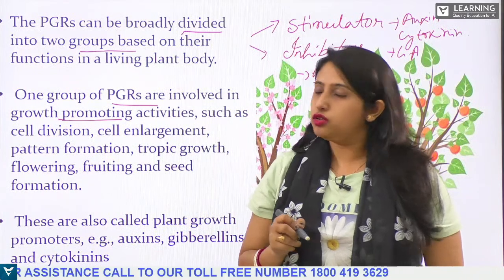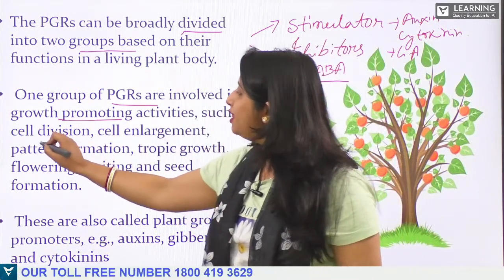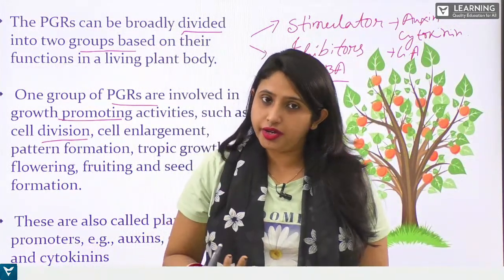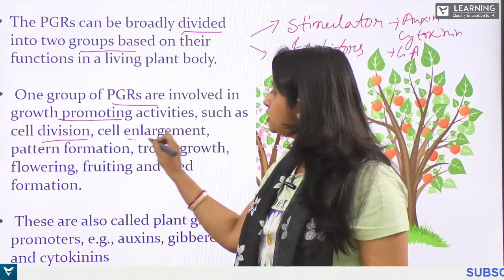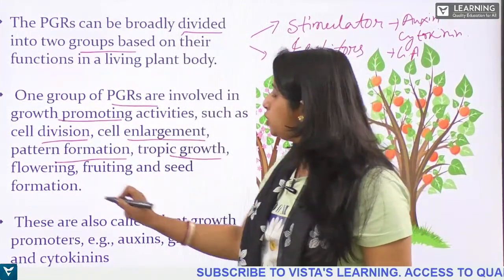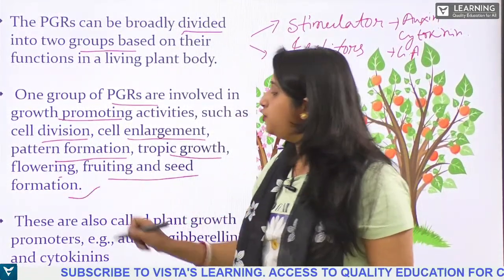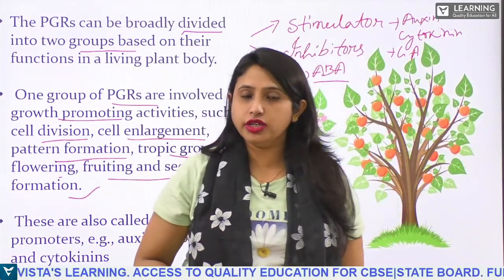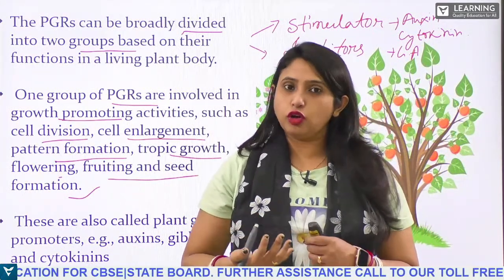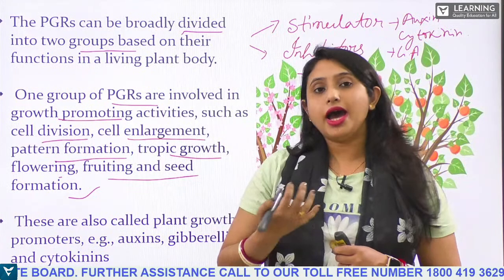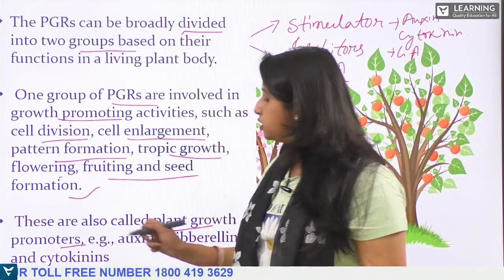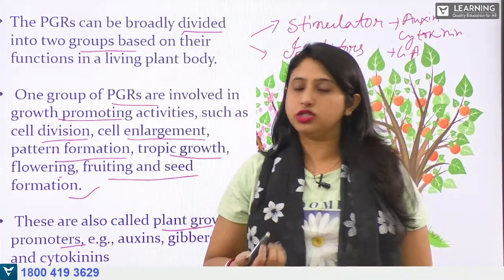One group of the plant growth regulators is involved in promoting growth, that is, growth promoting activities such as cell division. Growth can only take place when the plant cells divide, when the cells enlarge, that is cell enlargement, pattern formation, tropic growth, flowering, fruiting, and seed formation. They help in cell division, cell elongation, and proper growth of the fruit and the seeds. These are also called plant growth promoters.